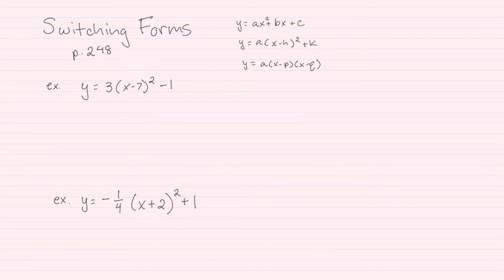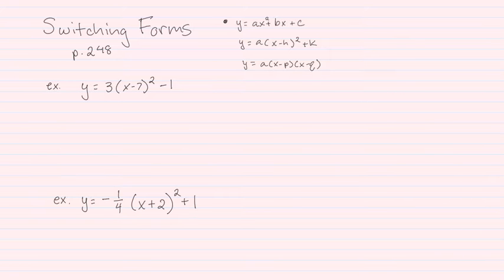In this video, I will be discussing switching forms. Previously we had talked about standard form. This is standard form, y equals ax squared plus bx plus c. And we found lots of pieces of information from your axis of symmetry to your vertex to your y-intercept, as well as whether your graph opened up, down, had a vertical stretch, which means it got more narrow, or a vertical shrink and got wider.